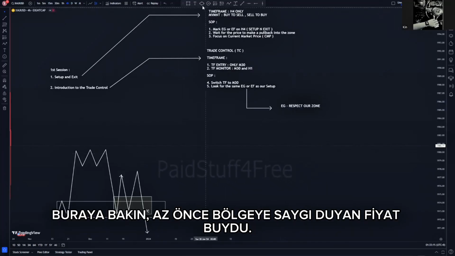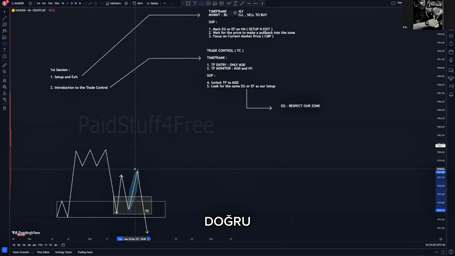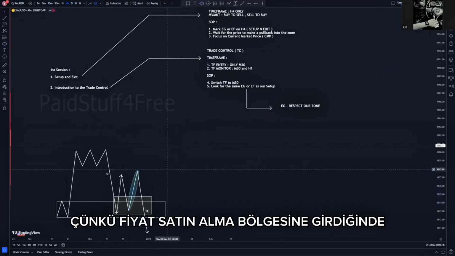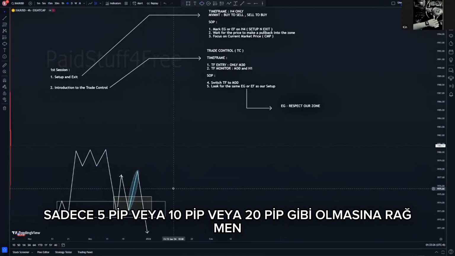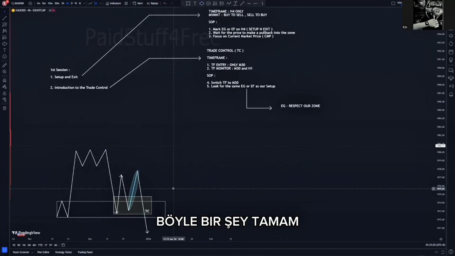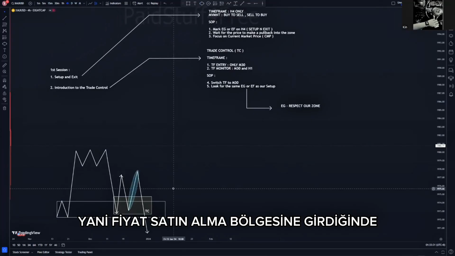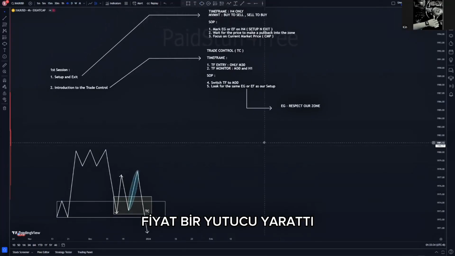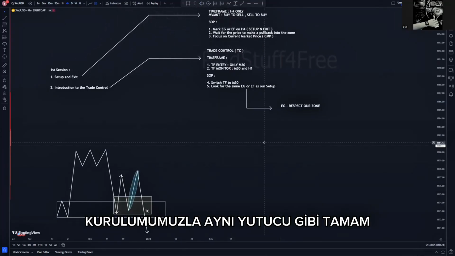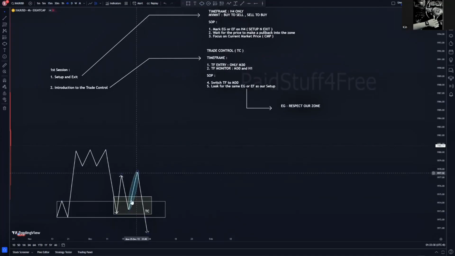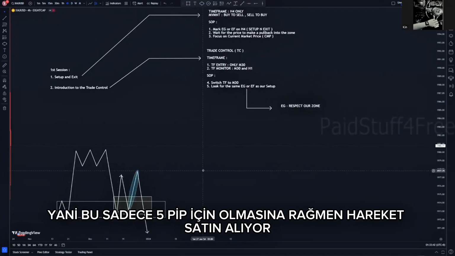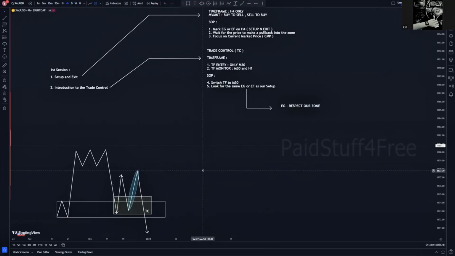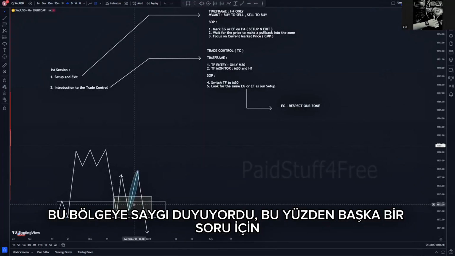So look over here. Was the price respecting the zone just now? Right, because when the price got into the buy zone, there was a buy movement over there, even though it's just about 5 pips or 10 pips or 20 pips. When the price got into the buy zone, the price created an engulfing, the same engulfing as our setup, and there was a buy movement. Even though it's just 5 pips, this was respecting the zone.